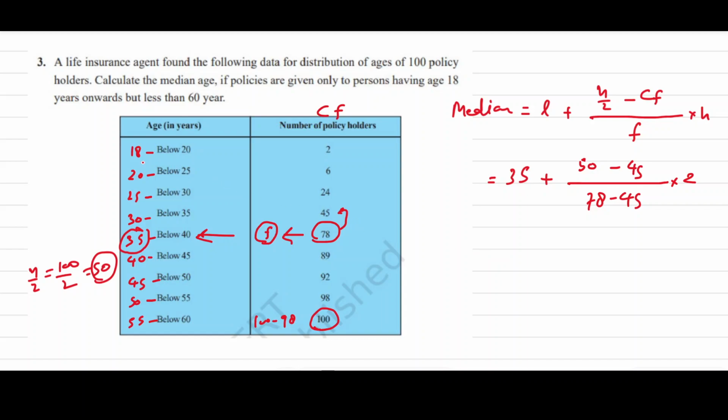Now here is something different, because it started from 80, but according to the question the difference here is 5. So we should write 5 as the length. Now solve this: 35 plus 50 minus 45, that will be 5. Here 5 into 5. Now 8 minus 5 is 3, 7 more, that means 33. Now 35 plus 25 by 33.